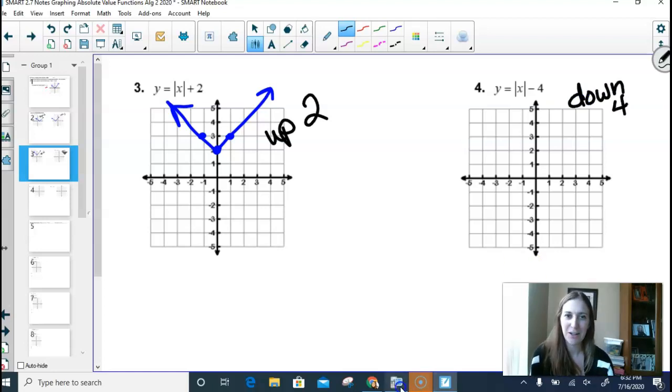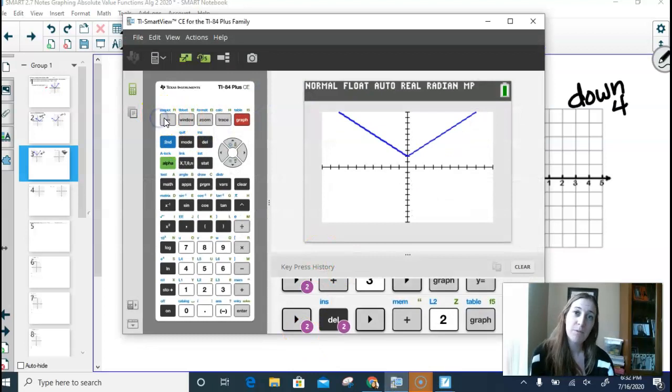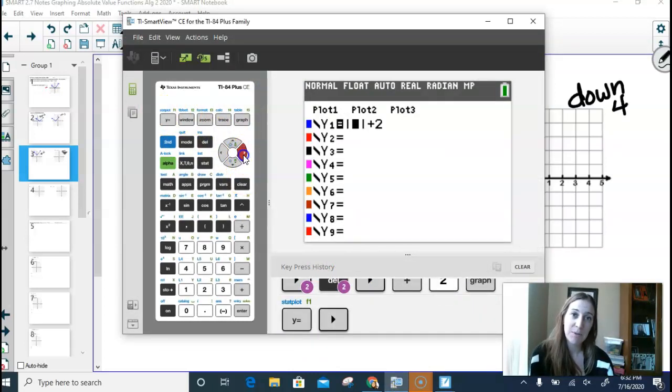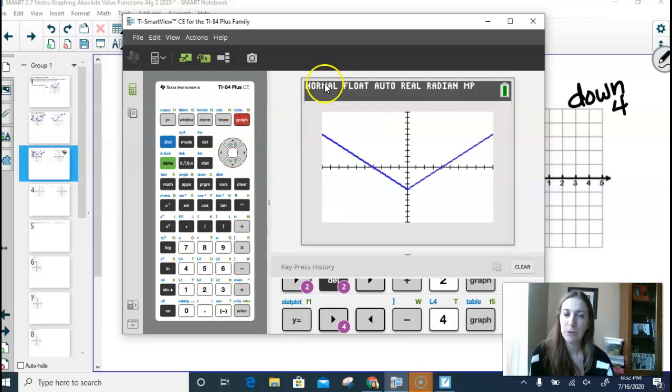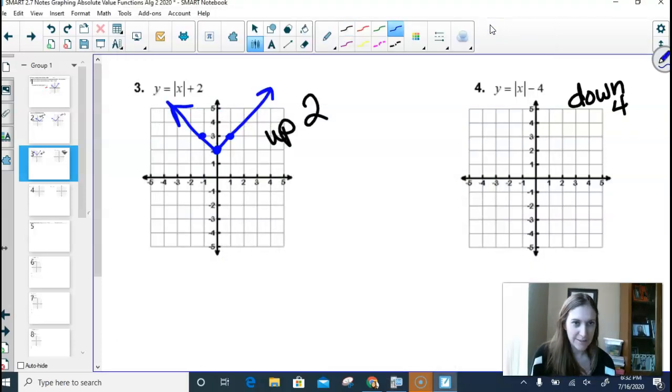Let's double check on the calculator, though. Maybe you don't believe me. Also, good moment. You should be typing these with me, because right here, a lot of kids type the wrong thing. They type a negative symbol. They're supposed to type a subtraction symbol. Those are 2 different things, so be careful. Totally shifted down 4.